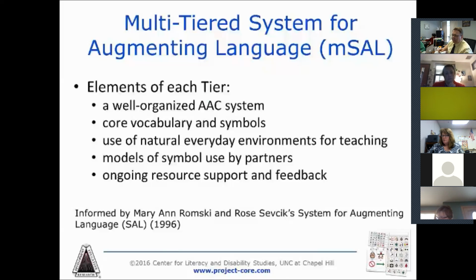Each tier includes 5 elements that are critical to the successful implementation of EmSAL. They are a well-organized AAC system, core vocabulary and symbols, use of natural everyday environments for teaching, models of symbol use by partners, and ongoing resource support and feedback. Each of these elements will be evaluated through classroom-based research, and all resources will be available through the Project Core website.